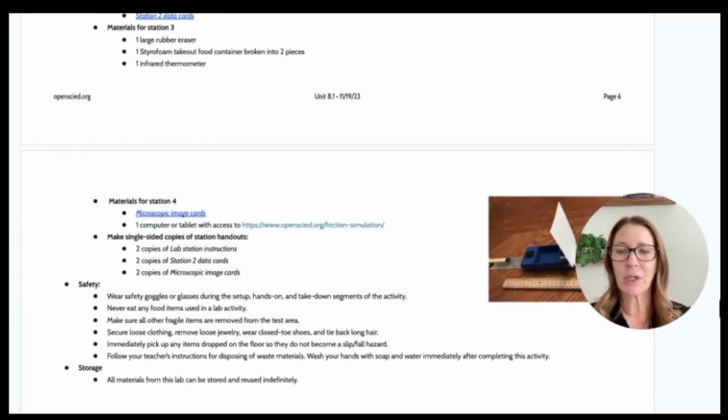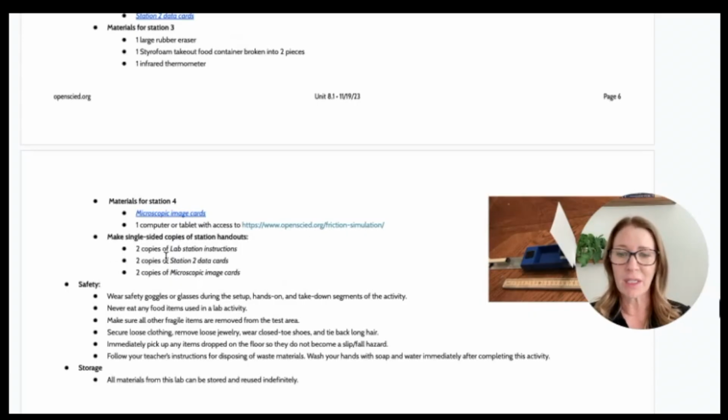And then materials for Station 4, they're going to be looking at a microscope images card set. These should be printed out in color. I would say probably I would provide these digitally. They're also going to need to access a simulation for Station 4. So I would have this be a digital station. I would provide the image cards digitally and the simulation digitally so that they can look at both with high quality images and then use the simulation together.